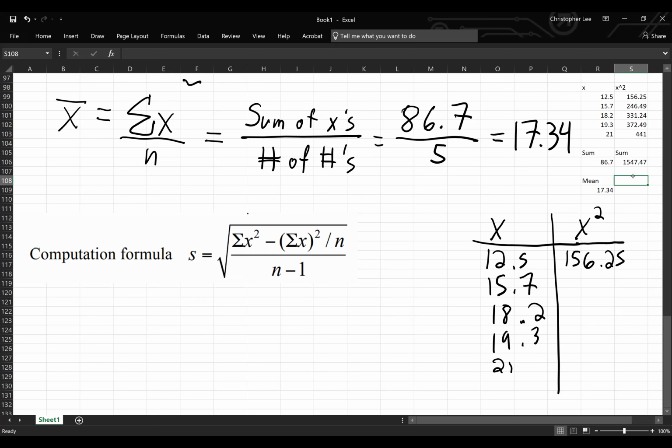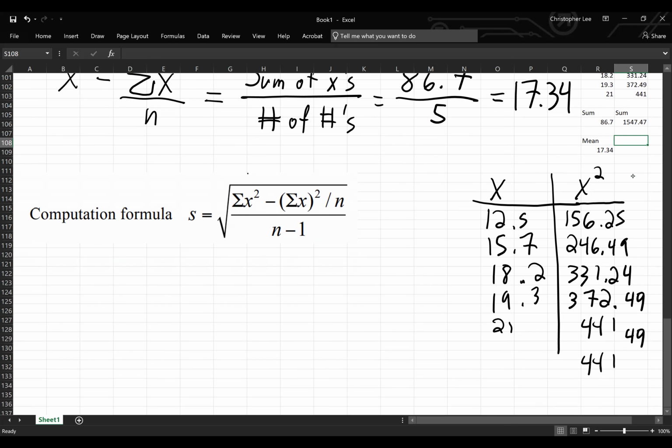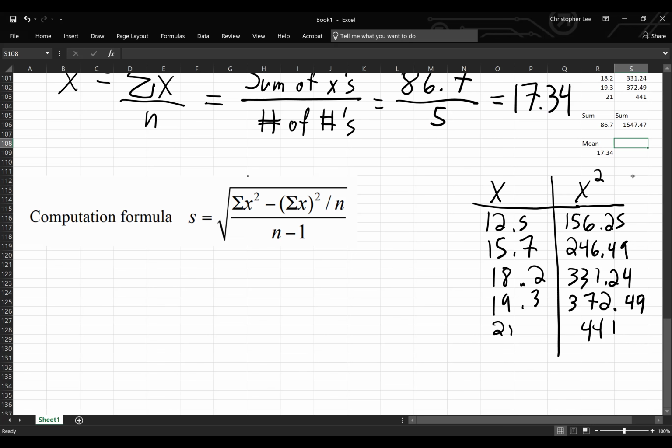49. 331.24. Now I gotta cross all these out. 0 squared is 141. You could do it the other way too if you want. That's fine. 372.41. After you do all of these, you want to add these together. Just take all the numbers and do it.